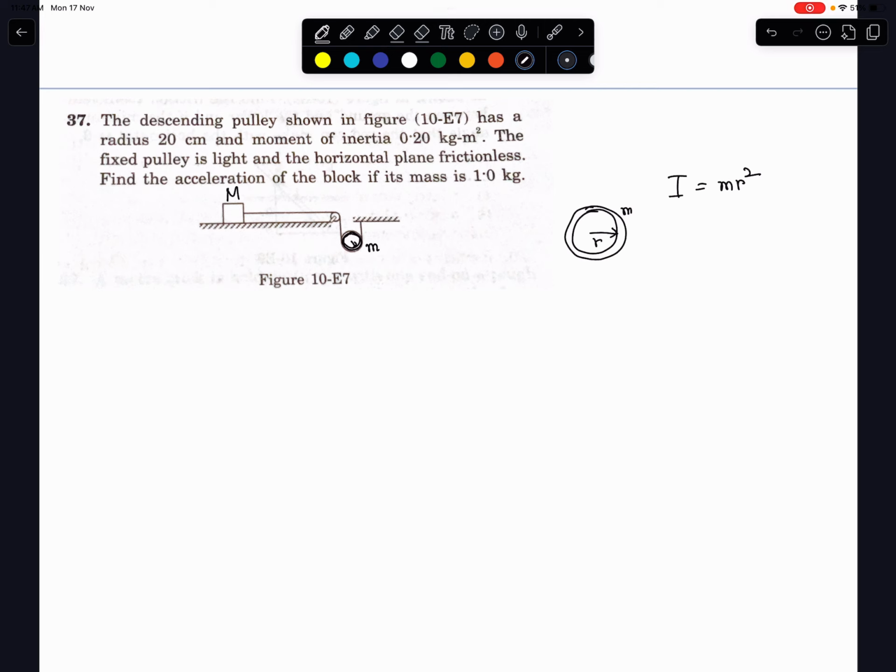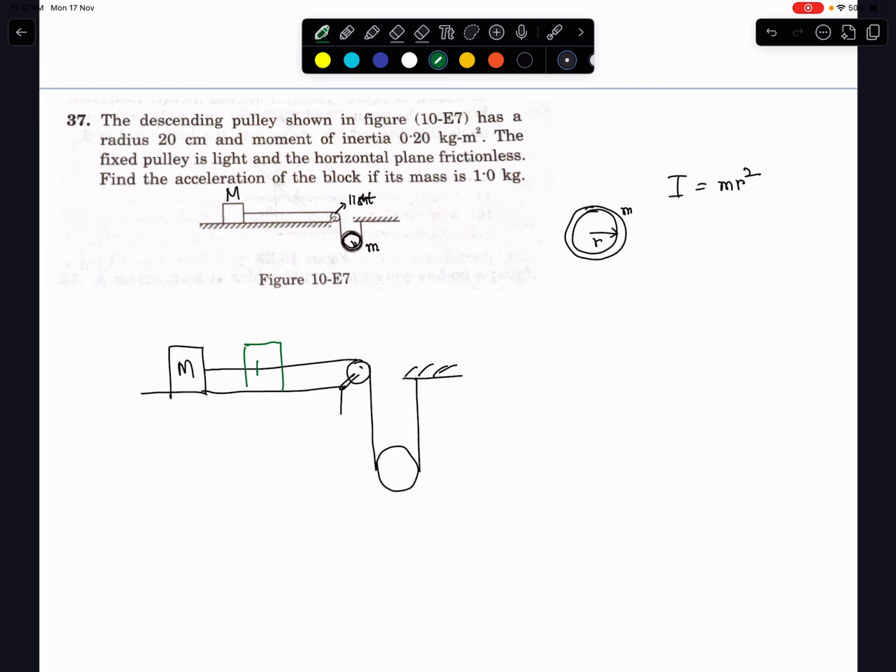The fixed pulley is light, so that's a light pulley, fixed pulley. Find the acceleration of the block if its mass is this. So again I will use the energy method in this. As you know, this block of mass capital M, you have to find the acceleration of the block. So suppose this block goes by a distance x and in turn gains a speed v and an acceleration a. In the same time, as you know, the pulley will go a distance x by 2.